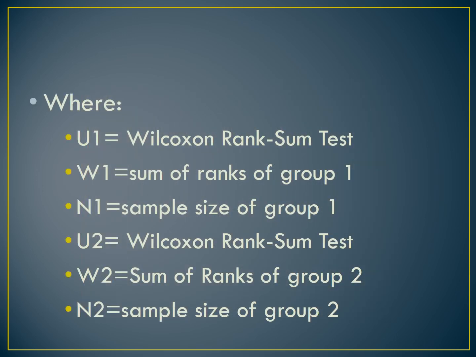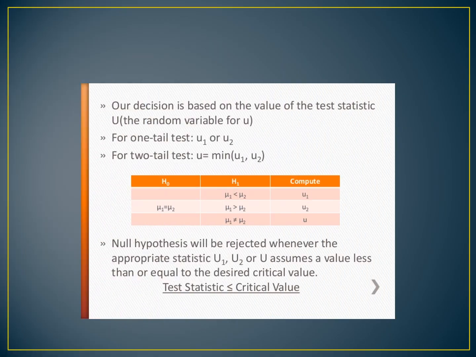U sub 1 is the Wilcoxon rank sum test statistic, W1 is the sum of ranks of group 1, N1 is the sample size of group 1, U2 is the Wilcoxon rank sum test statistic, W2 is the sum of ranks of group 2, N2 is the sample size of group 2. Our decision is based on the value of the test statistic U, the random variable for U.